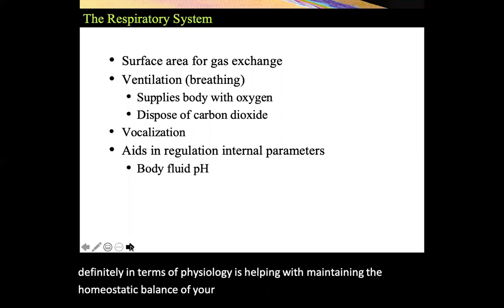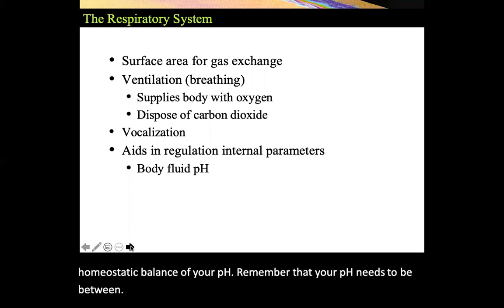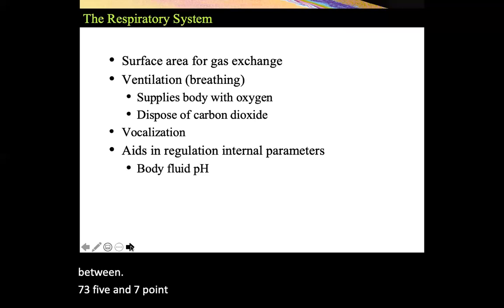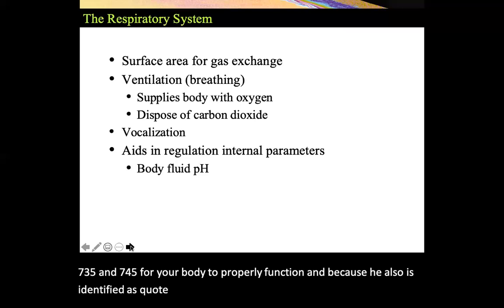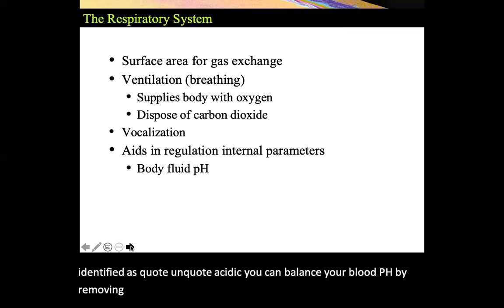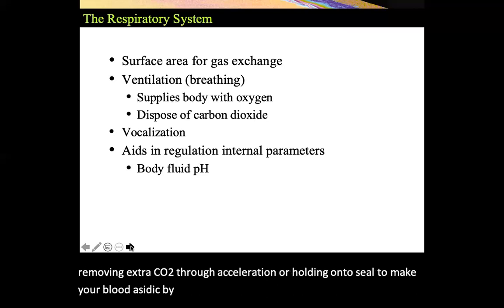Remember that your pH needs to be between 7.35 and 7.45 for your body to properly function. Because CO2 is identified as quote-unquote acidic, you can balance your blood pH by removing extra CO2 through exhalation, or by holding onto CO2 to make your blood more acidic by limiting your exhalation.